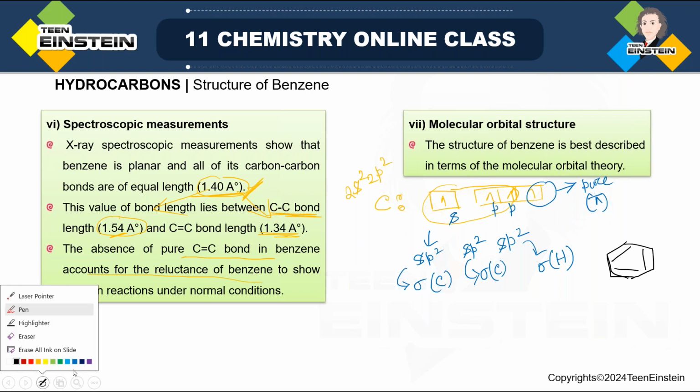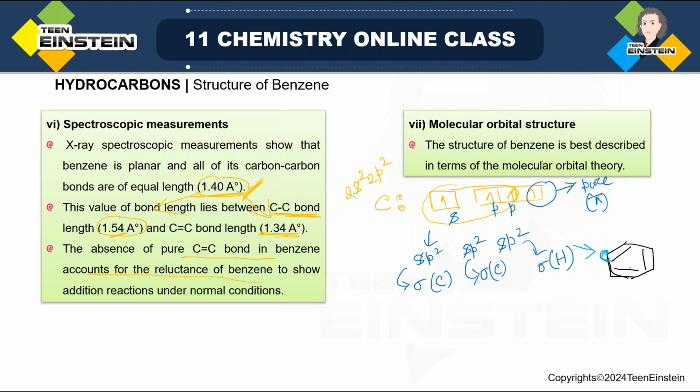So let me consider any of these. Just focus on this carbon. This carbon is having, there is also a carbon-hydrogen bond, don't forget it. So this is a sigma bond with the next neighboring carbon. This is a sigma bond with another neighboring carbon. This is a sigma bond with hydrogen. That means a total of 3 sigma bonds.